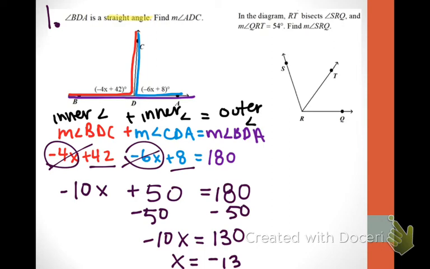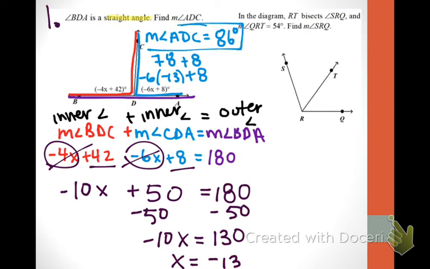Negative 13. Do I circle that answer? No. The directions ask me to find the measure of angle ADC. So what do we have to do to find the measure of angle ADC? Plug it in. Which one do I plug it into? Yeah, the ADC. That negative 6 times, what do we say? Negative 13 plus 8. 6 times 13 is 60 and 18, which is 78. And then what is 78 plus 8? 86. That is the only answer. It's the only thing you should have circled or boxed.